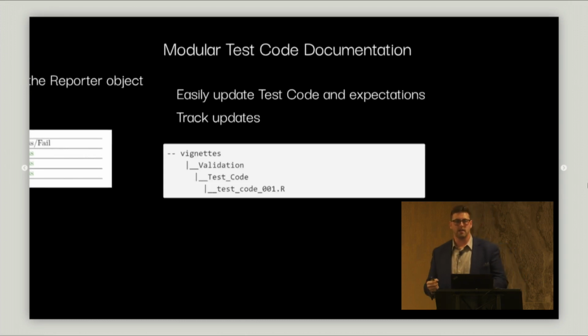By writing our test code additionally in this modular format, it makes it so that we can update the test code and track who updated that when independently. So if somebody works on a function, they can then still do test code development for functions that they haven't worked on yet.